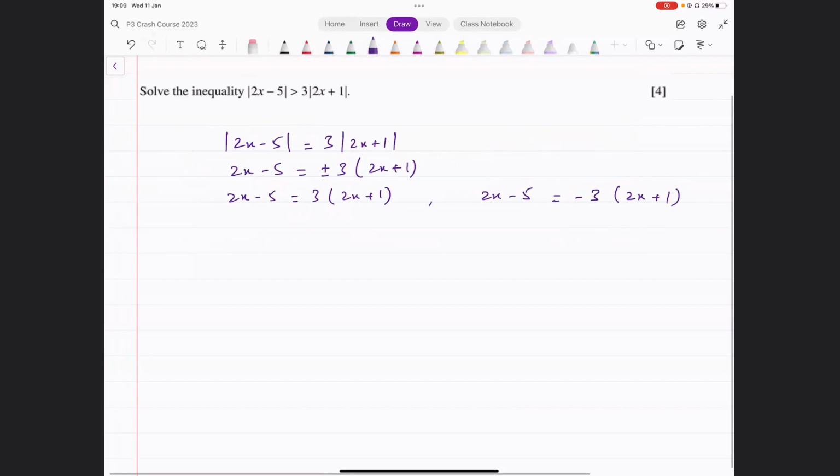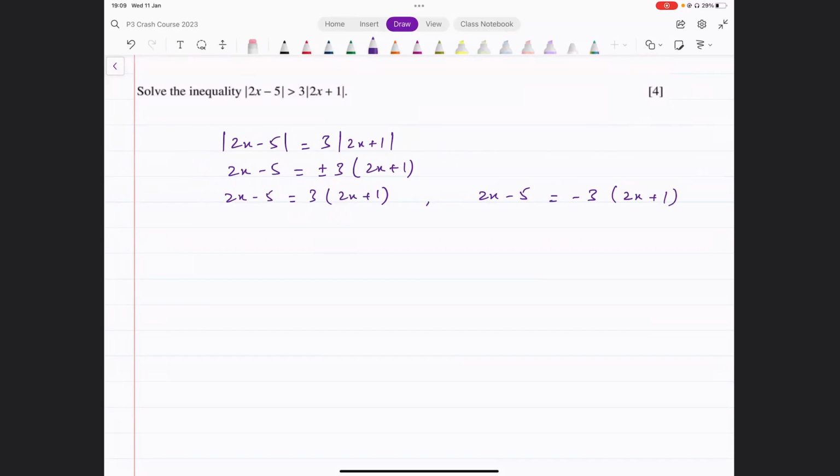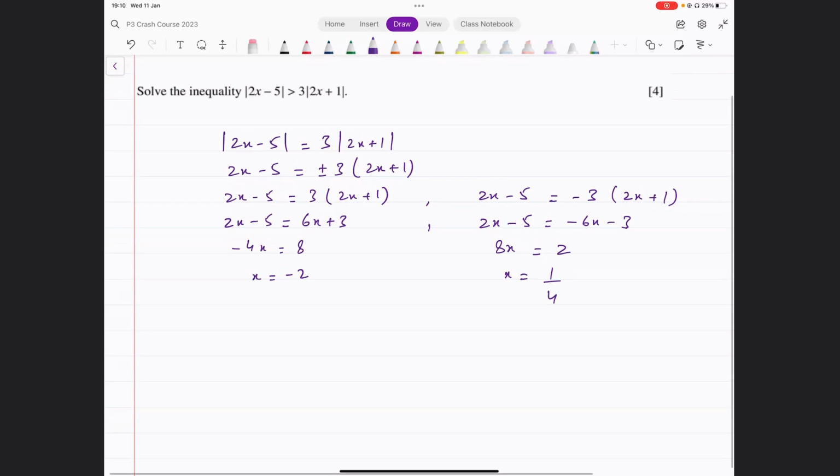All right. So let's simplify these two equations now and see what we get from these. 2x minus 5 equals 6x plus 3. This gives us minus 4x equals 8 and x equals minus 2. Let's solve the other equation. 2x minus 5 equals minus 6x minus 3. And we get 8x equal to 2 and x equals 1 over 4. 2 over 8, that's 1 over 4. Right? These are two cutoff points that we're getting. What do we do now? We draw a number line and see which regions satisfy.